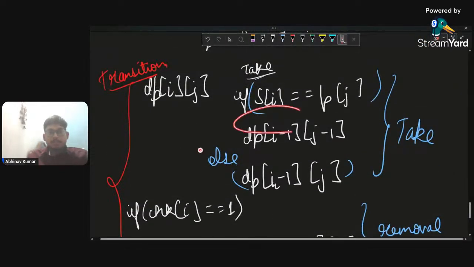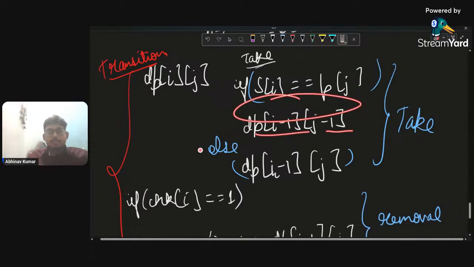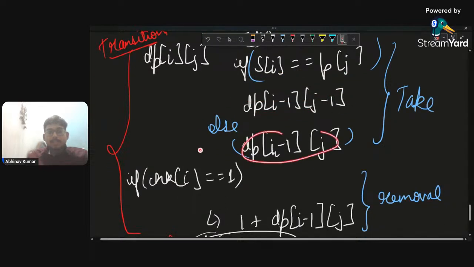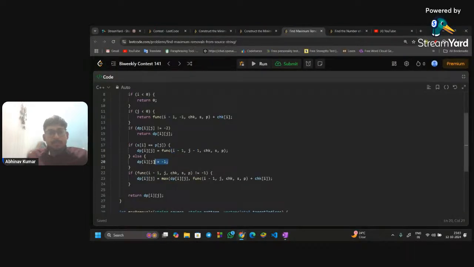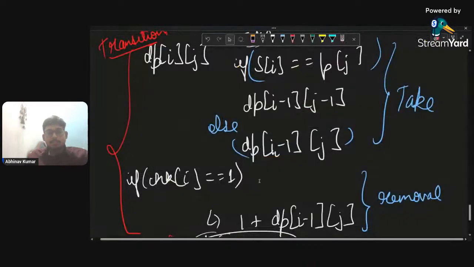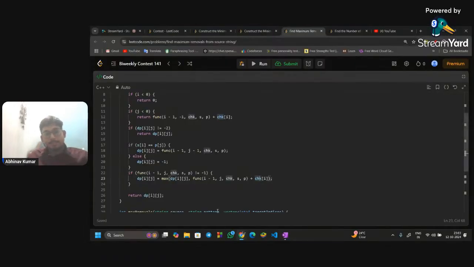So if they were equal, I would have dp[i-1][j-1]. Otherwise, I'm considering this i-1, j after it, else I'm writing minus 1, and this is moved to this side. If check[i] is 0, we would have a plus 0. So there I have written minus 1, and then here I have written plus check[i]. If check[i] is 0, it would automatically become 0, and this case would be handled here. I hope you understood the transitions, and then we return dp[i][j].